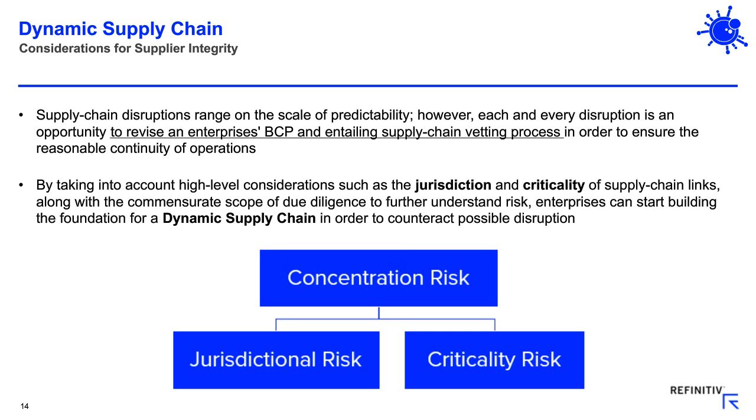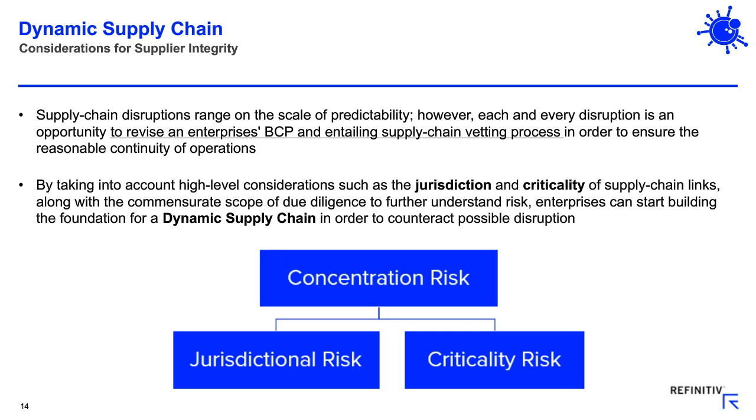First and foremost, I think enterprises' BCPs, entailing supply chain vetting processes, need to consider concentration risk. And we're going to break this down into two risks that undergird concentration risk, specifically jurisdictional risk and criticality, which we'll get into in a moment.